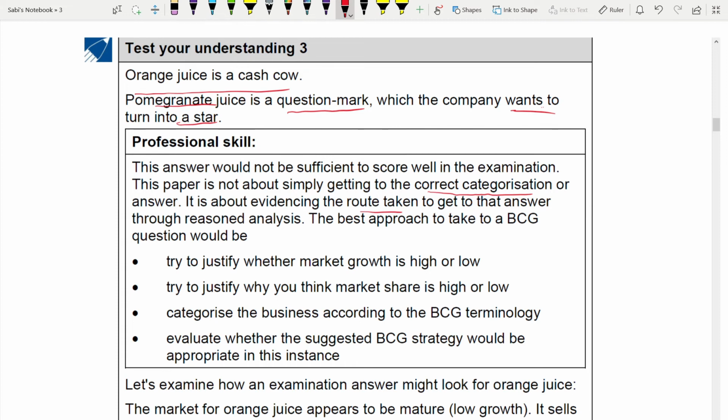The best approach is that you have to use the BCG matrix. You have to answer these 4 questions in your answer basically. What are those 4 questions? Whether the market growth rate is high or low, whether the market share is high or low, whether you are using the correct BCG terminology, that means cash cow, question mark, you have to write it, or even problem child, if you write, it's fine. And then you have to evaluate whether the suggested strategy is appropriate in this case or not. These 4 questions only you need to answer. If you get these 4 questions right, then only you will get your professional skill. That is called analysis. Now do you understand how you get the analysis skill? You have to go in depth. Obviously, in everything you have to go in depth, but for analysis especially more.